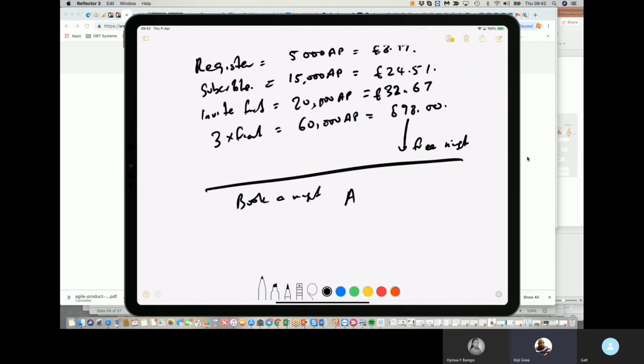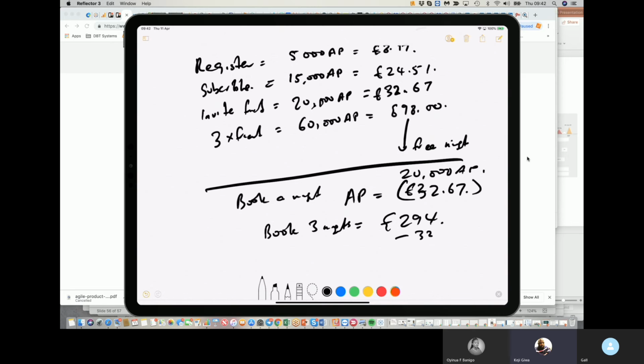I can use my annex points. So maybe I have 20,000 annex points, which is £32.67. Let's say I book 3 nights. So 3 nights is £98 times 3. That is what? £294. I have 20,000 annex points, which equals £32. So I want to use my points. So that will be minus £32.67.